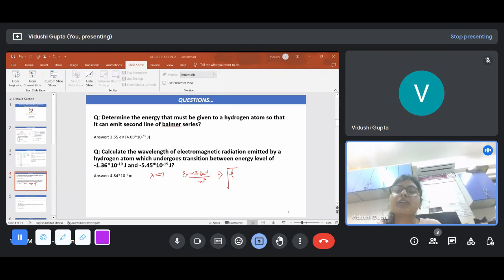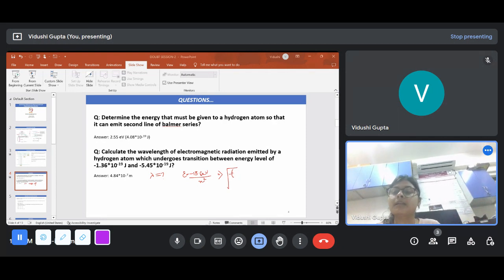Now there are some questions related to Heisenberg uncertainty principle. So the first question is, an electron's position can be measured to an accuracy of 10 minus 9 meter. How accurately can the velocity be measured? So how we will solve this?